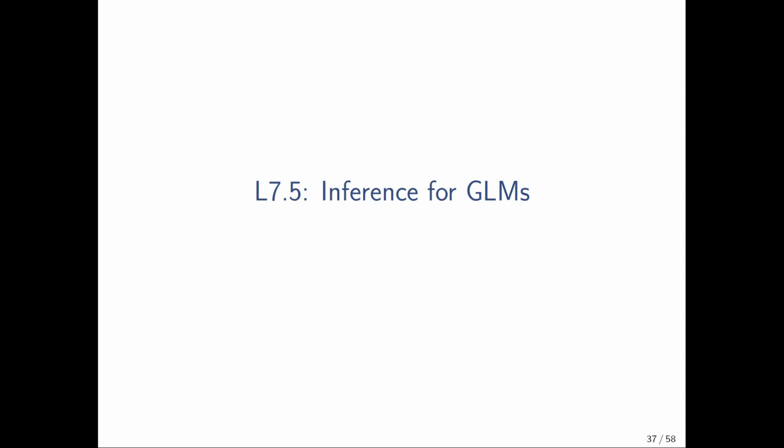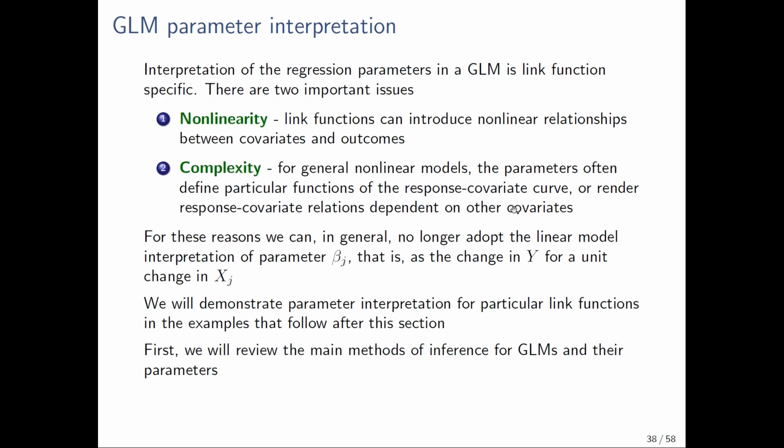So we now know how to estimate GLMs using likelihood methods. Now I want to turn to inference for GLMs. First, a word on the parameters themselves. Interpretation of the regression parameters in a GLM is link function specific, and there are two important issues here.